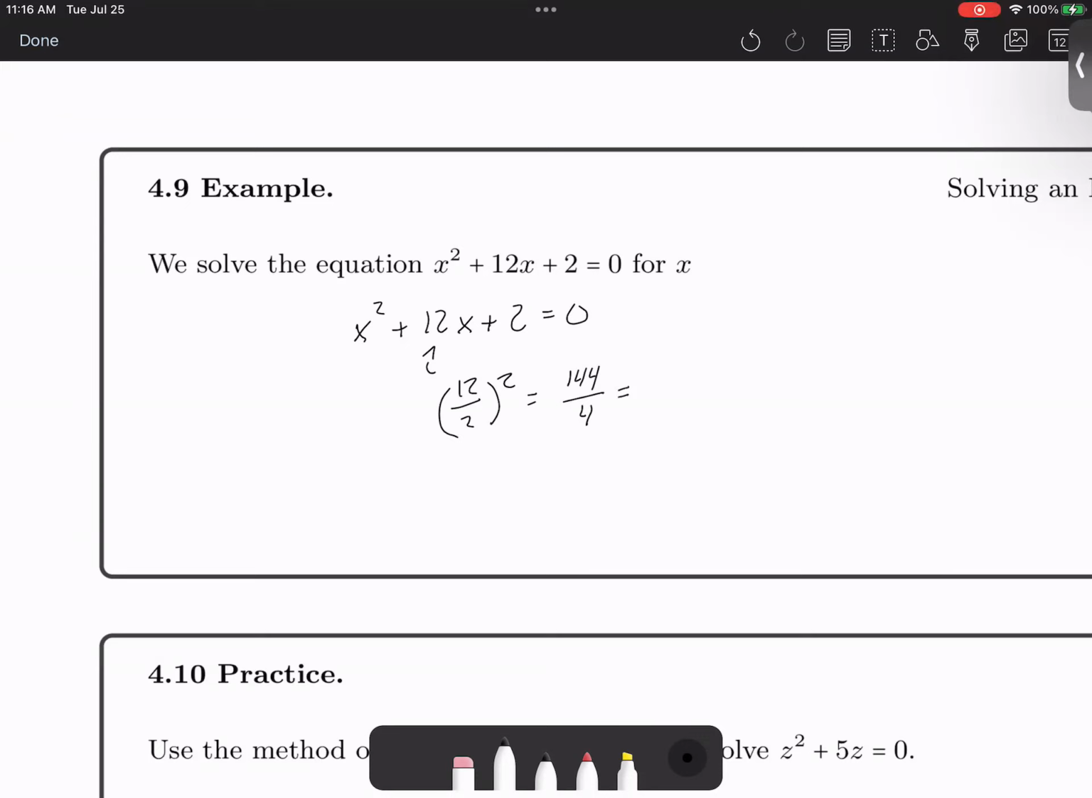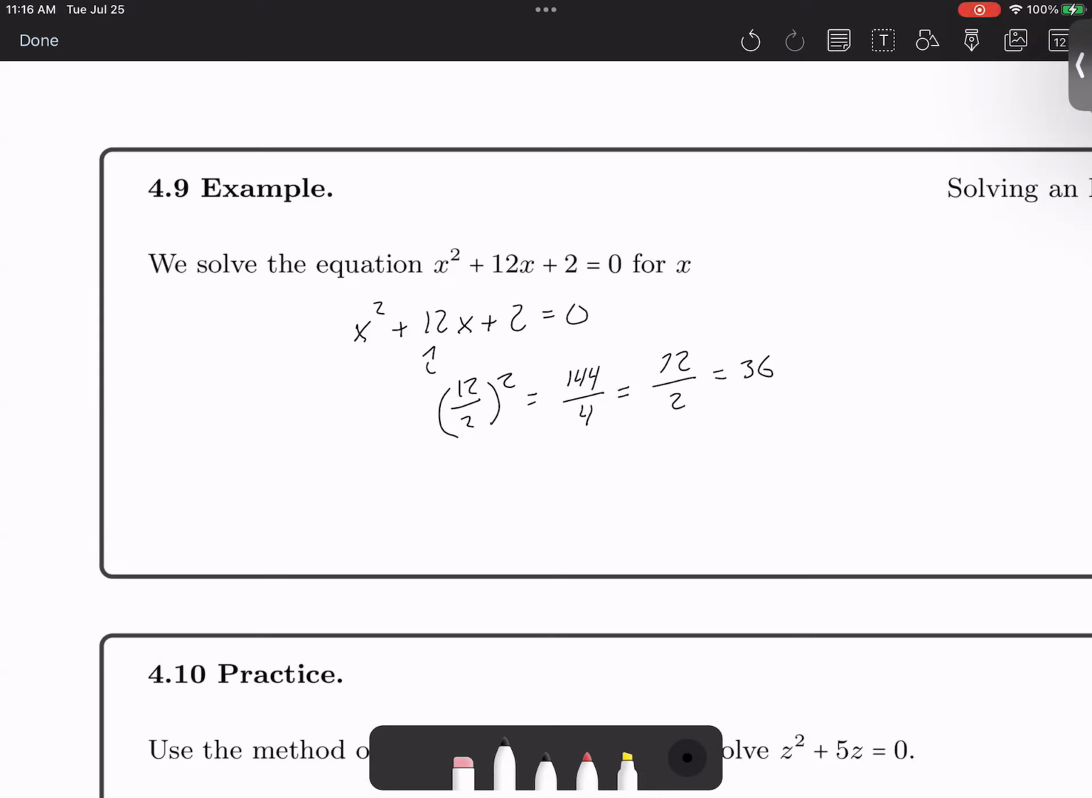Let's go ahead and simplify that. I can cut that in half by 2. So 144 becomes 72. Oh, I can cut it in half again. 72 divided by 2 is 36. Cool. So that's what I need to add.